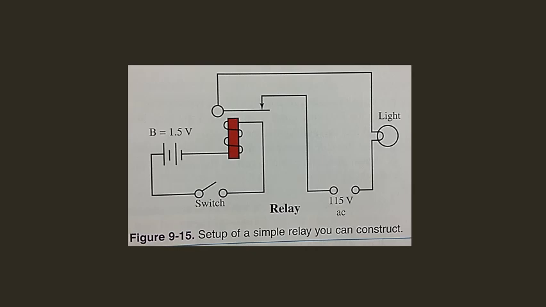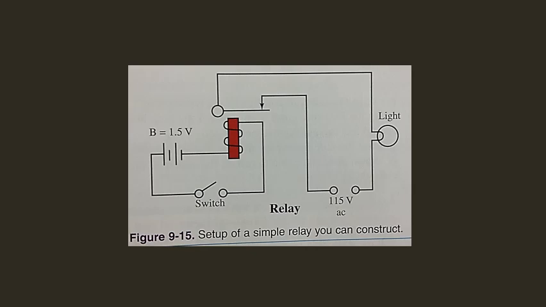Examine the schematic in figure 9-15. In this circuit, a light bulb is connected to a 115 volt power source. This setup is an example of controlling a 115 volt AC circuit with a 1.5 volt DC power source. The two different voltages are said to be mechanically connected by the relay. They are not considered electrically connected. The advantages of this device are clear.